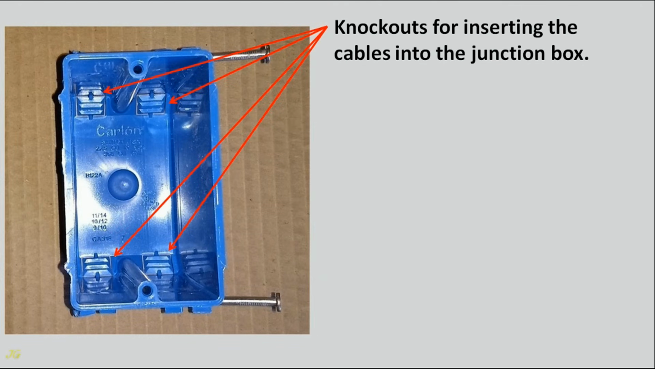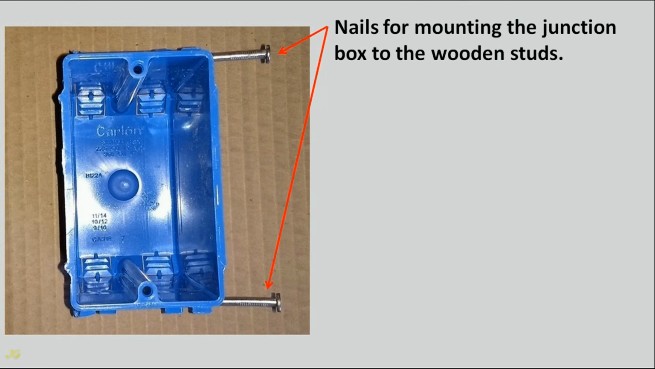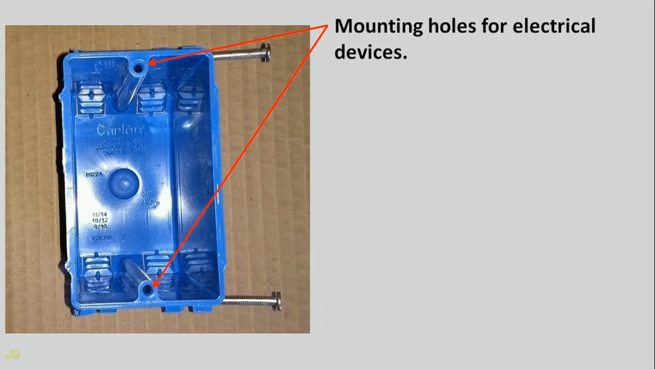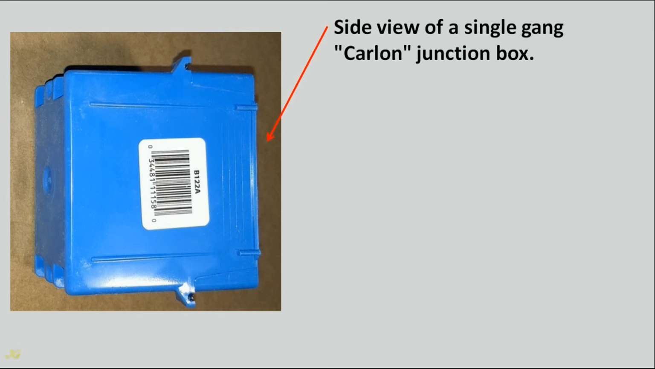Knockouts for inserting the cables into the junction box. Nails for mounting the junction box to the wooden studs. Mounting holes for electrical devices. Side view of a single gang Carlin junction box.